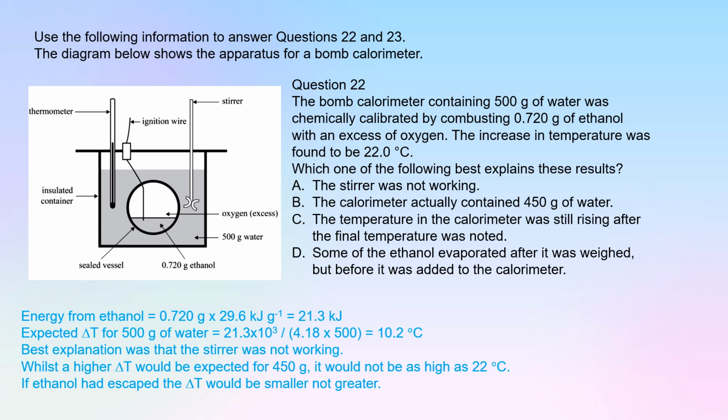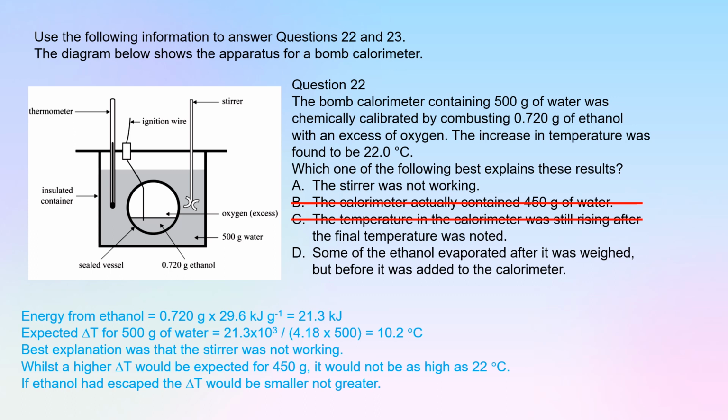Calculate the expected change of temperature step by step. The expected change in temperature is less than the measured value. B could be correct, but it would not be as high as 22 degrees because only 450 grams is added. So, B is eliminated. If the temperature in the calorimeter was still rising after the final temperature was noted, the expected delta T should be higher than the measured value. So, C is eliminated. If ethanol had escaped, the delta T would have been smaller, not great.